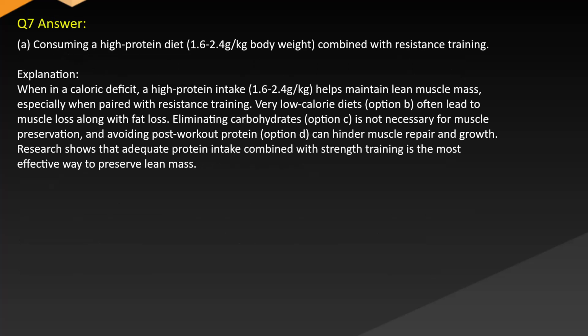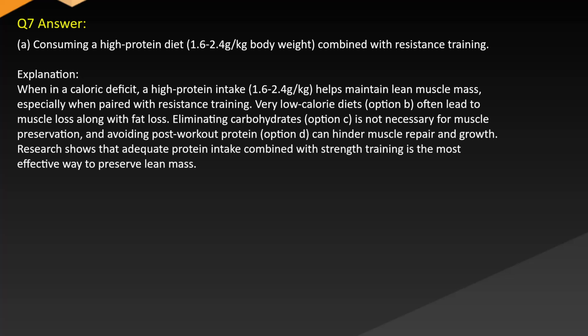Answer A. Consuming a high-protein diet, 1.6 to 2.4 grams per kilogram body weight, combined with resistance training. Explanation. When in a caloric deficit, a high-protein intake, 1.6 to 2.4 grams, helps maintain lean muscle mass, especially when paired with resistance training. Very low-calorie diets, option B, often lead to muscle loss along with fat loss.